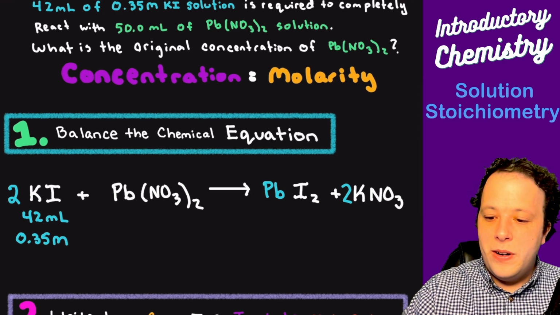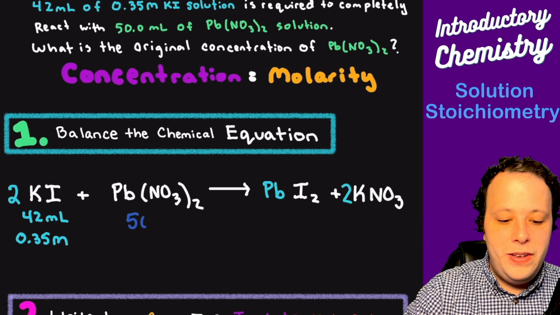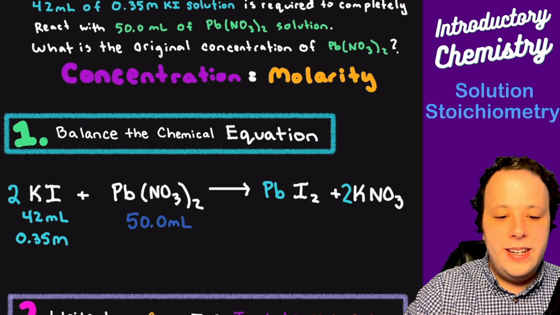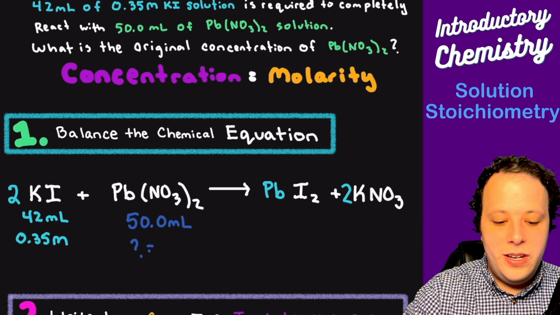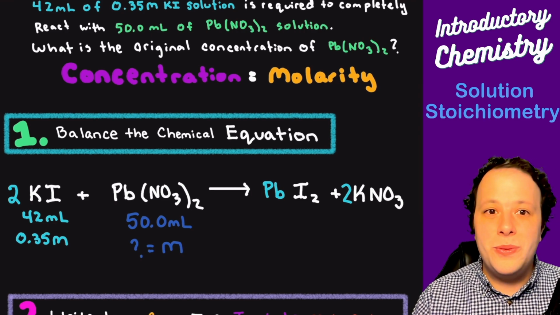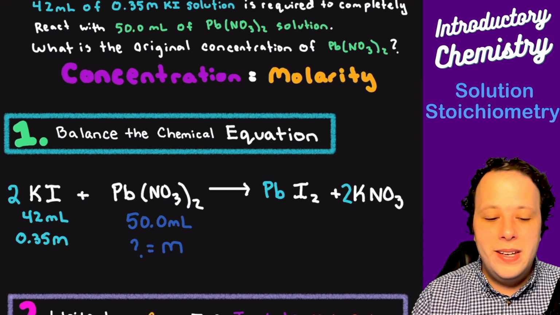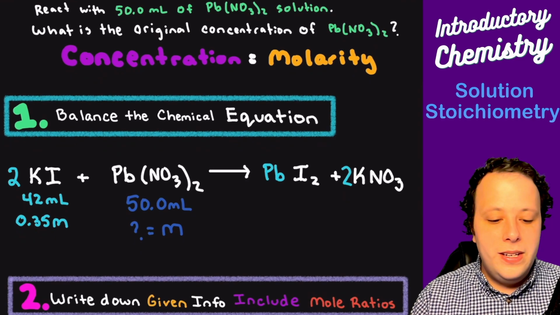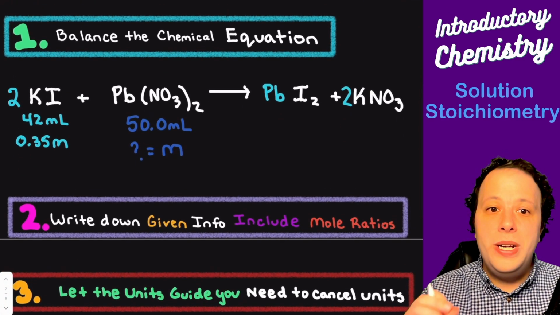Now, the other part that we were given is that we have 50 milliliters of lead nitrate, but we don't know what the concentration is, which is the missing part that we have. And that's what we're trying to figure out. So where exactly should we start this problem?